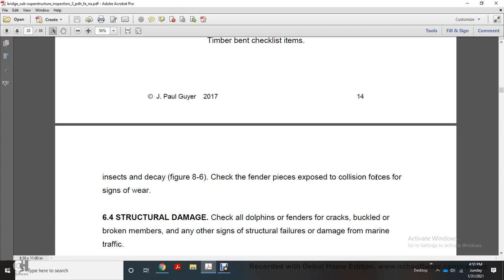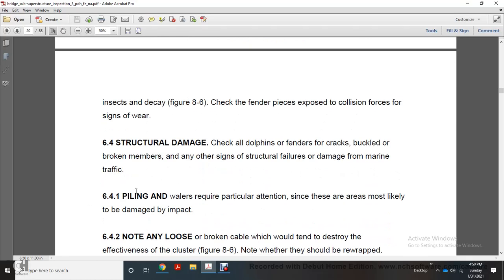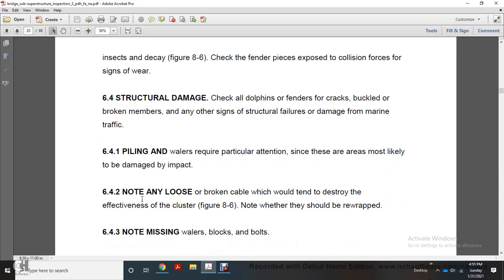Check the fender piles if they are exposed to collision force, with signs of wear. Structural damage: check all dolphin fenders for cracked and buckled, broken members, and any other sign of structural failure from damage by marine traffic. Piling in waters requires particular attention since the area is most likely to be damaged by impact. Note any loose, broken cable which would tend to destroy the effectiveness of the cluster of Figure 8-6.